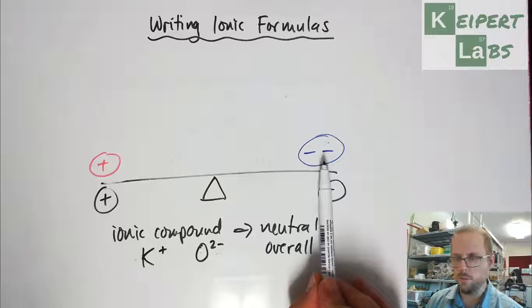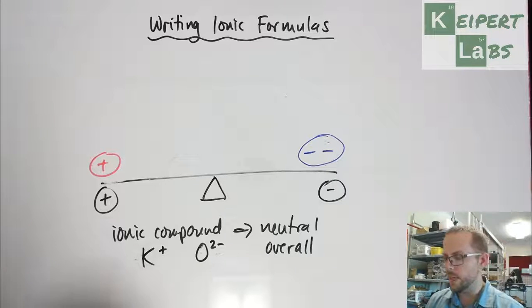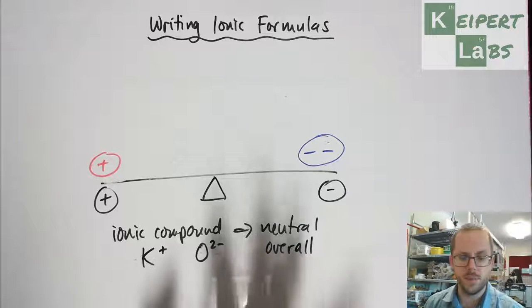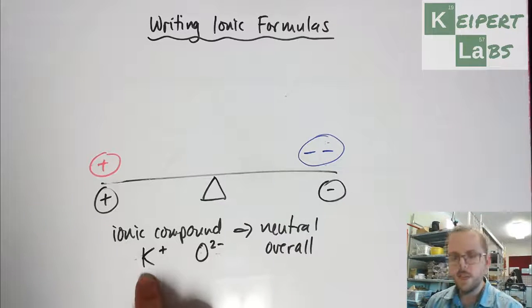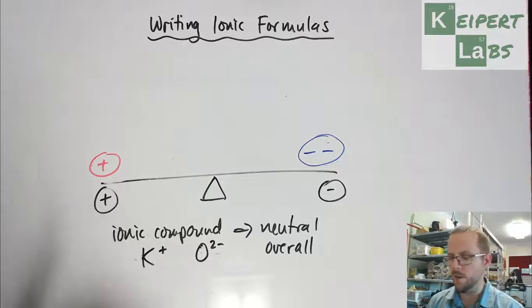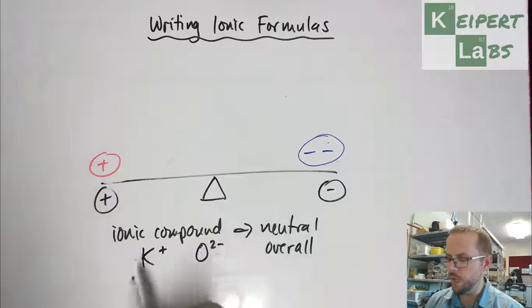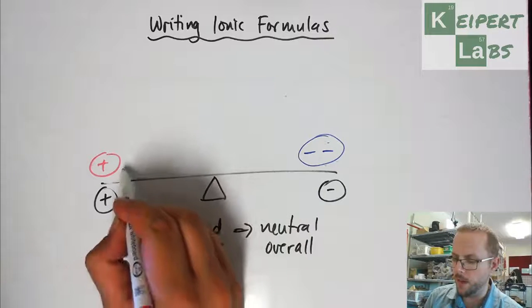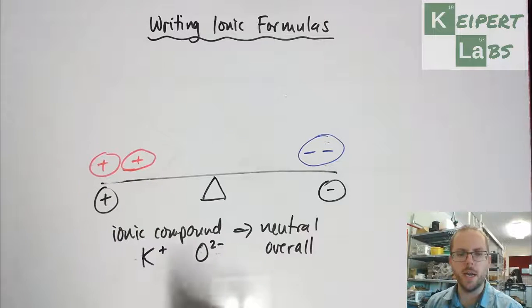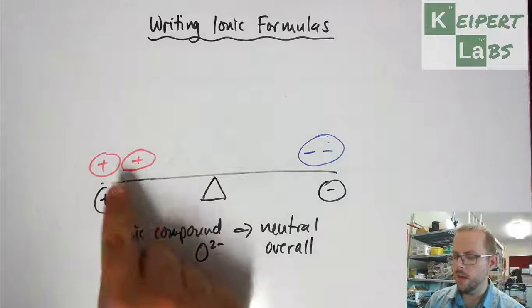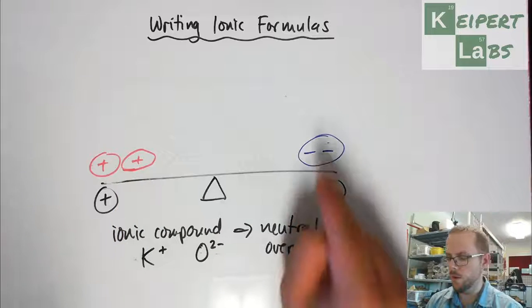It's not neutral overall. So what I need to do is say, right, well, rather than just deciding to change potassium and all of a sudden muck around with that, which I can't, I can, however, change how many potassium ions that I have to balance it out. So I have 2 pluses on this side, I can add a second one into my compound. So I have 2 potassiums for every 1 oxygen.